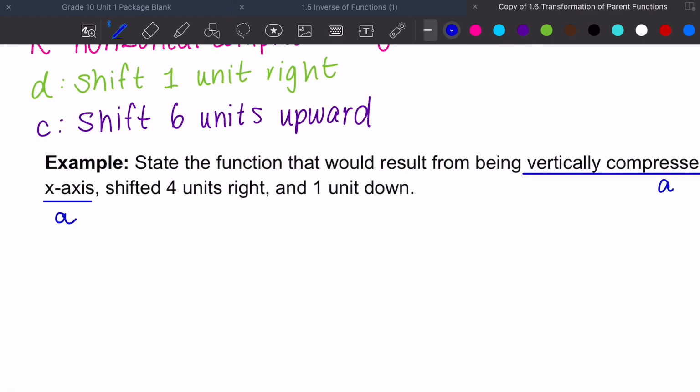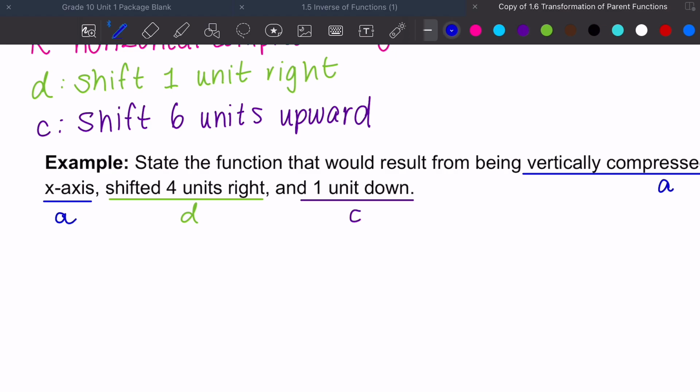And then I'm shifting 4 units right. What does that have to correspond to? Yeah, D. So I'll highlight in green. That's my D value, shifting left and right. And then 1 unit down. What letter is that? C. Thank you. That's it. So I don't have anything relative to K.